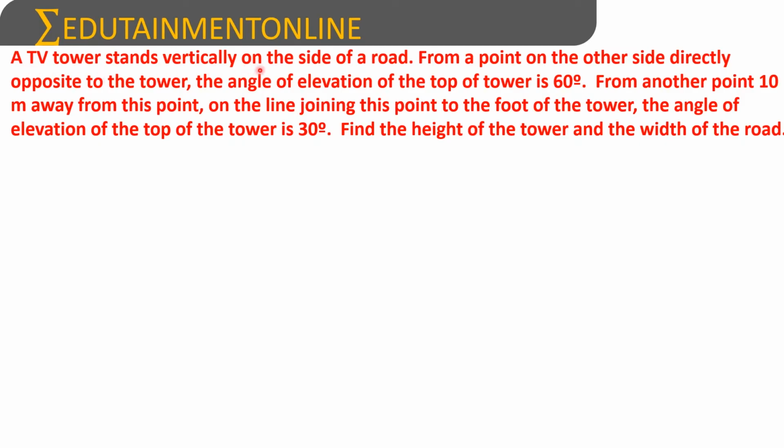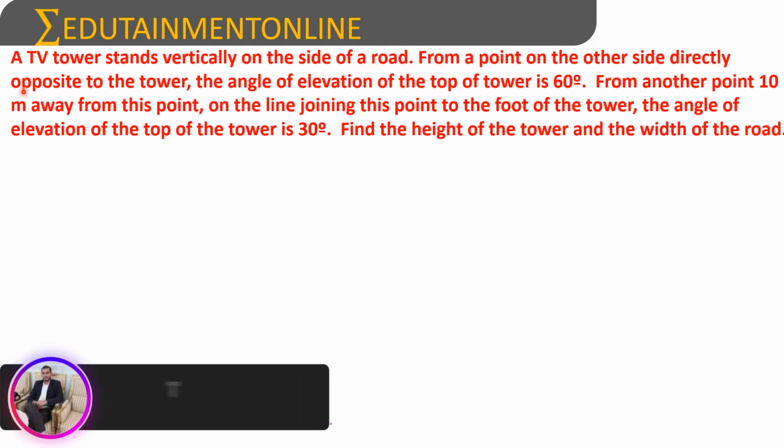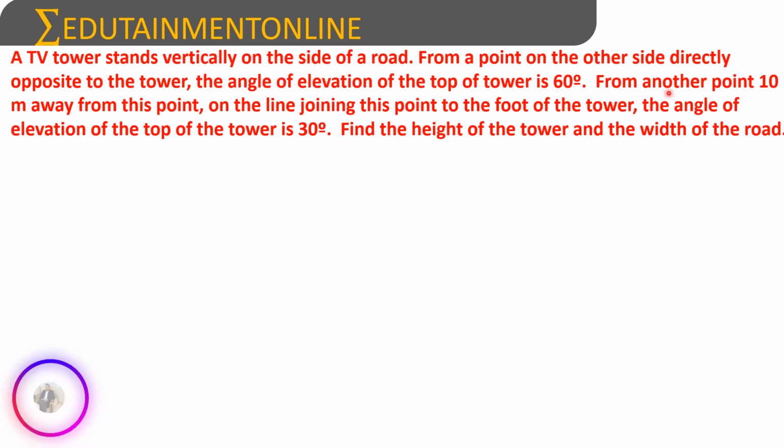A TV tower stands vertically on the side of a road. From a point on the other side, directly opposite to the tower, the angle of elevation of the top of the tower is 60 degrees. From another point 10 meters away from this point, on the line joining this point to the foot of the tower, the angle of elevation of the top of the tower is 30 degrees. Find the height of the tower and width of the road.